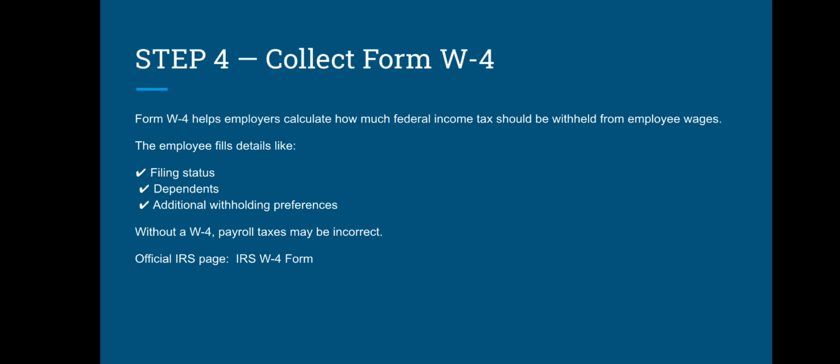Okay, so step 4. Now moving on after I-9, the W-4 should be collected by the employer as well. Form W-4 helps employers calculate how much federal income tax should be withheld from employee wages. The employee fills in details like filing status, dependents, and additional withholding preference. Without a W-4, payroll taxes may be incorrect. And on this official IRS page that I have mentioned, if you search for IRS W-4 form on Google, you will get the sample PDF copy for your reference.